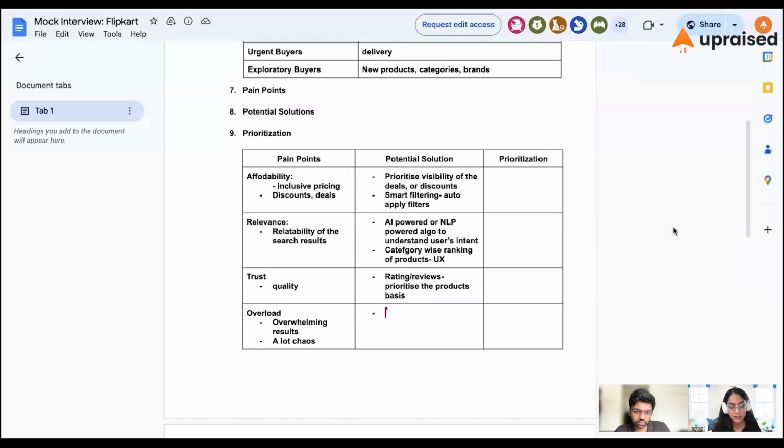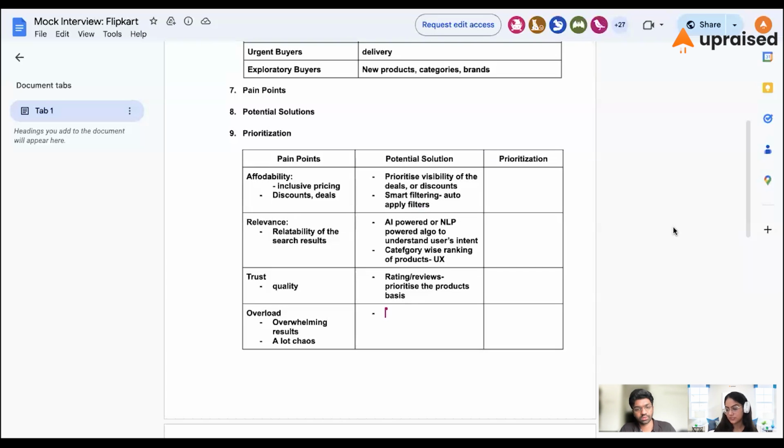Done. And finally, we are talking about overload. So overload again, I mean, overwhelming results for the users. I think right here also, the solution that we discussed, smart filtering, would make sense. So also smart filtering, and then of course we can also look into the dynamic updation of the filters. So we can just simply do away with the filters that we do not find relevant for the users. We can do that in real time.